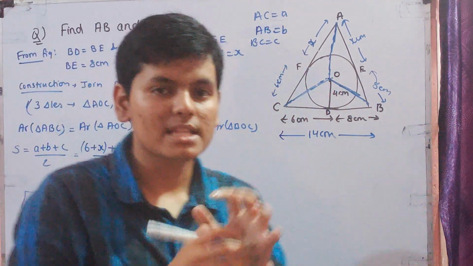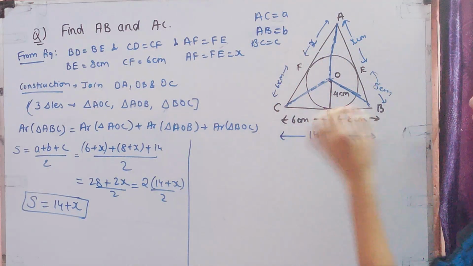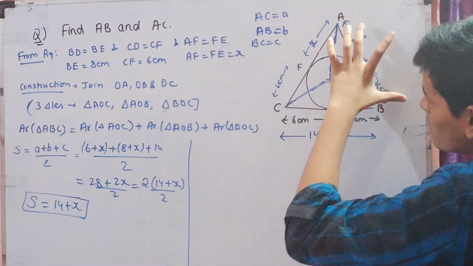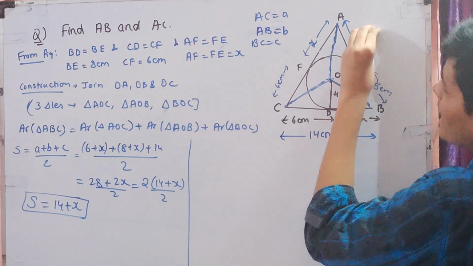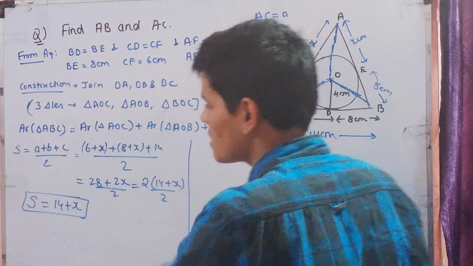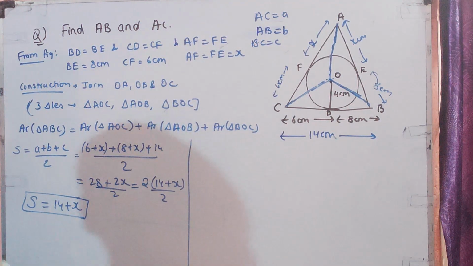What did we do? Semi-perimeter is equal to A plus B plus C by 2. We assumed AC is equal to A. This value is A, this value is B, and this value is C. So (6 plus X plus 8 plus X plus 14) by 2 is equal to the semi-perimeter. After solving everything, we took 2 common and then we got 14 plus X.